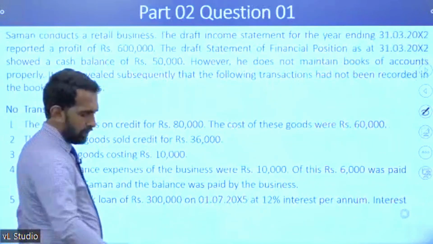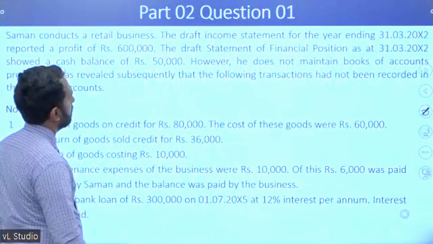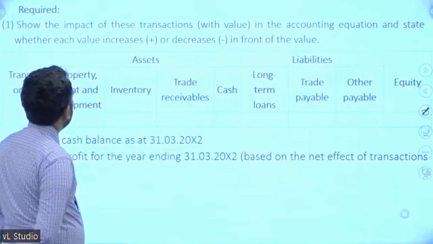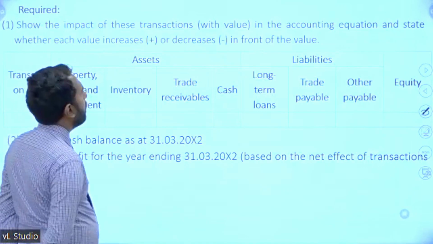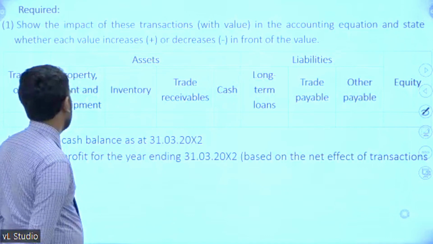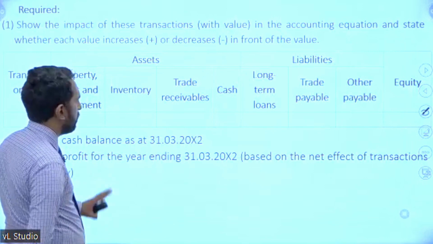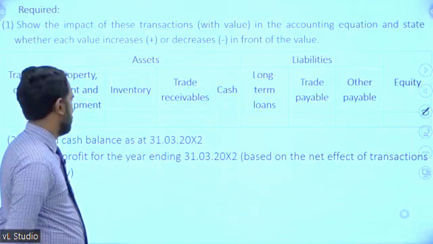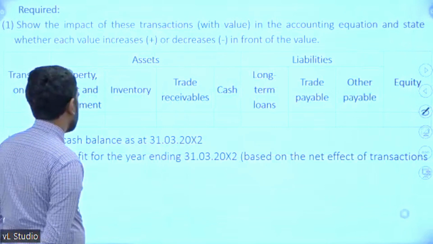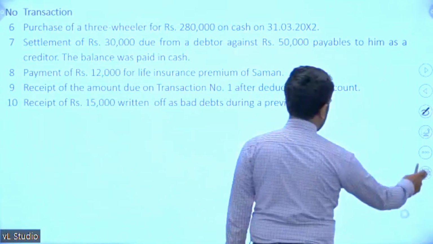Right. So we are going to do the second part of the paper. Look at this question. I'll start with the requirement. There are lots of transactions. Required: show the impact of these transactions with value in the accounting equation and state whether each value is going to increase or decrease in front of the value. You have been given a format: transaction number, PPE, inventory, receivables, cash, long-term loans, trade payables, other payables, and equity. Then you are supposed to calculate the revised cash balance and the revised profit. Right? Let's see how to tackle this paper.